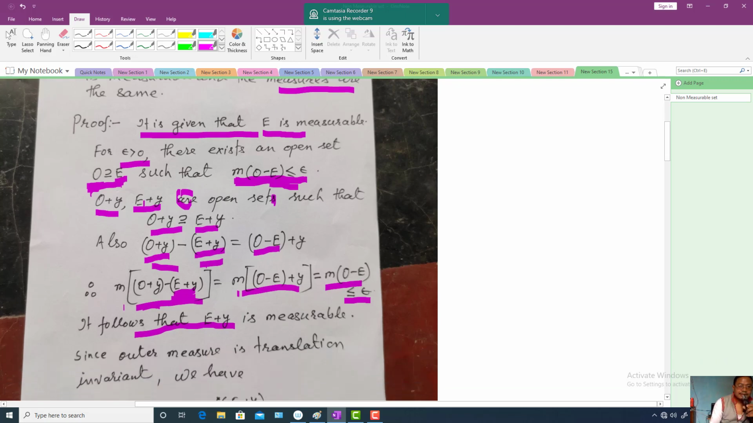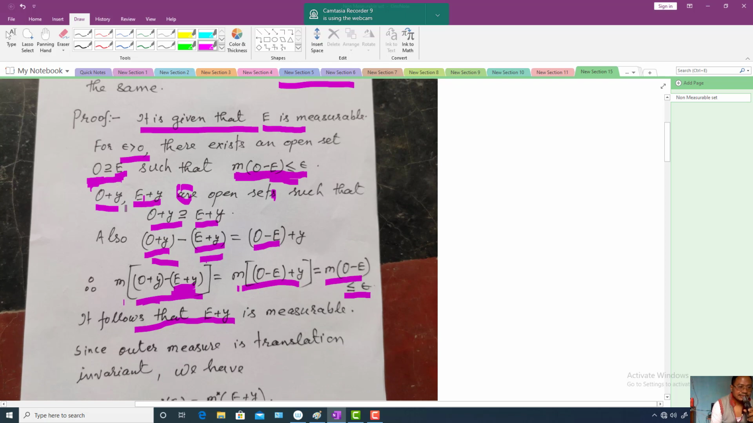Then I already explained O plus y is an open set. E plus y we don't know. Here this R is a mistake, this is not R. O plus y is an open set containing E plus y. It should be like that. Then O plus y difference E plus y is equal to O difference E plus y. I already explained this, so it is obvious.